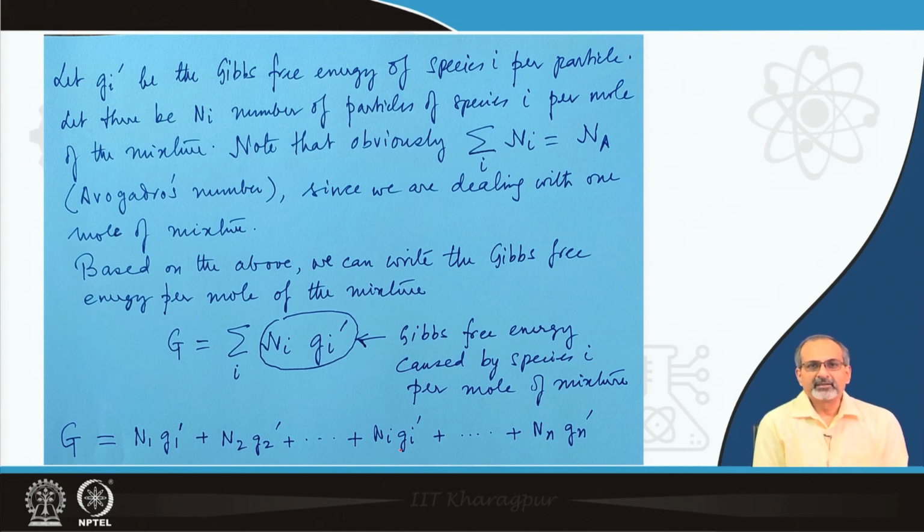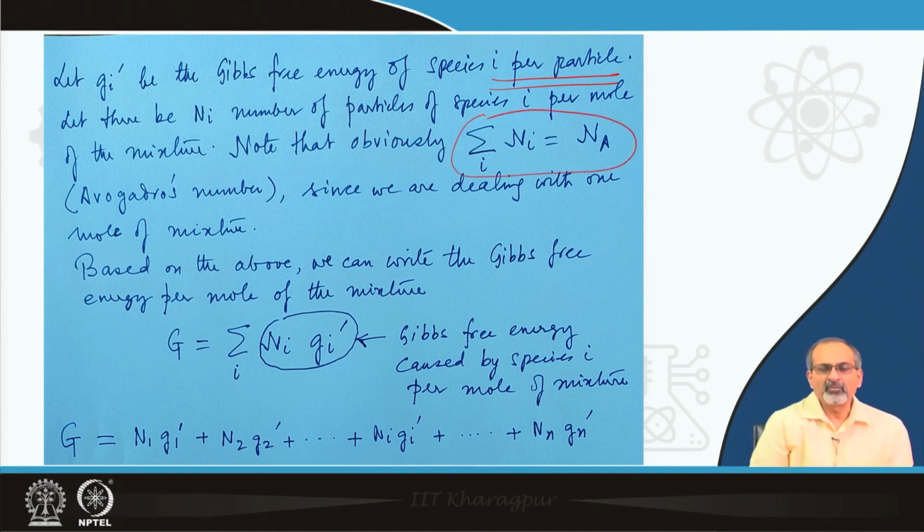Now, to take the analysis forward, let the small g_i' be the Gibbs free energy of species i per particle. So, we are moving to a per particle basis. Let there be N_i number of particles of species i per mole of the mixture. Obviously, if you sum them all, then they would give you the Avogadro's number, since you are dealing with 1 mole of mixture, and since 1 mole contains Avogadro's number of gas particles.